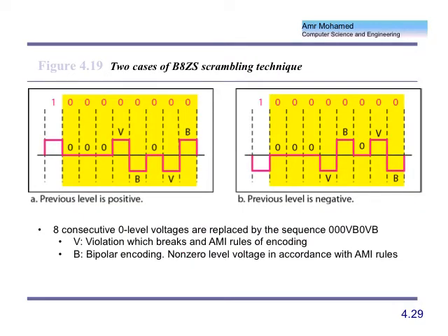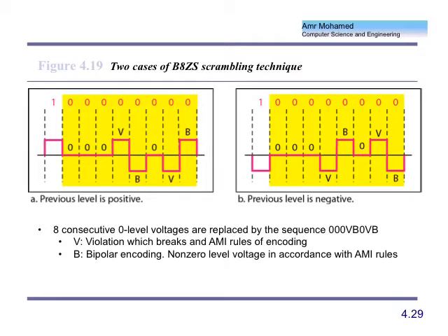So the first substitution technique or scrambling technique is what we call binary 8 zero substitution. What this scrambling technique does is that it goes through the binary data, and then if it finds consecutive zeros, then it counts them until I count 8 consecutive zeros. That, as we said, generates some kind of problem. So I need to do some substitution.